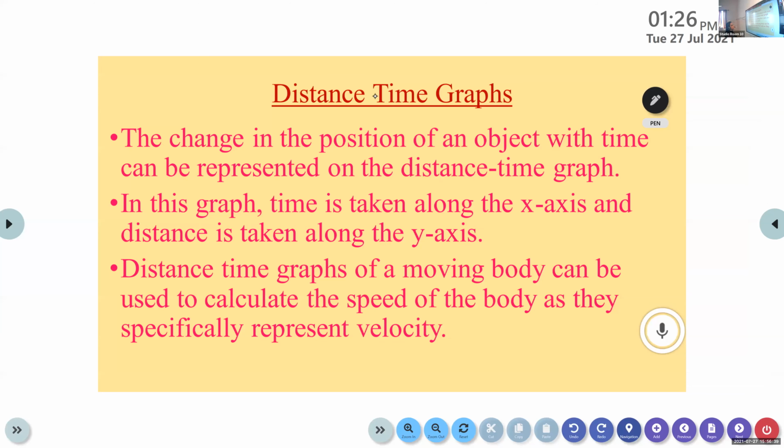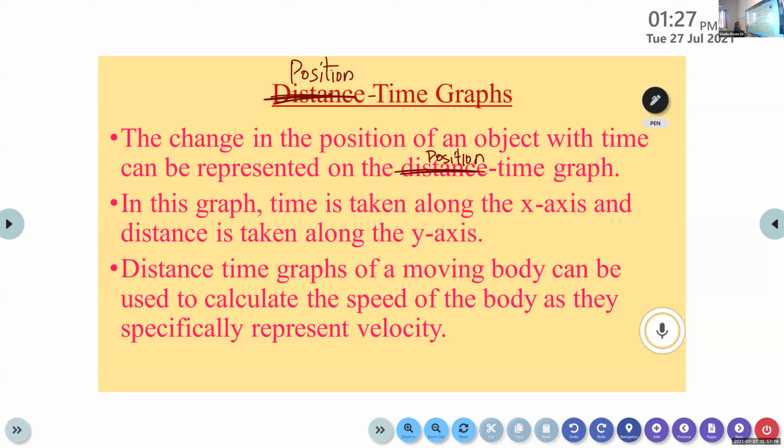The change in the position of an object can be represented on the position time graph, not distance time graph. Distance and position both are the same. Here, in order to indicate the distance and the displacement, we can use the term position. The change in the position of an object with time can be represented on a position time graph. In this graph, time is taken along the x-axis and the position is taken along the y-axis.